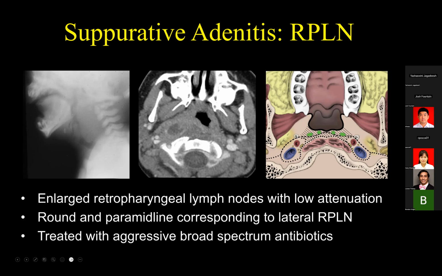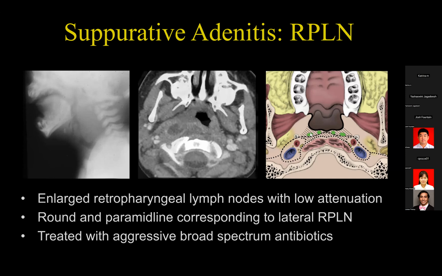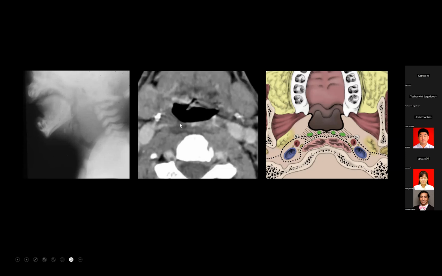So fast forward from 1994 to 2024, which will be in a month or so, we've now really determined that this is suppurative adenitis. And if you see this low attenuation that's off midline, and the patients have a stable airway, well, as we now know, these patients can be treated more conservatively. They don't have to go to the operating room, and they can be treated with broad spectrum antibiotics. So again, suppurative adenitis, not an abscess, and this suppuration is due to this retropharyngeal lymph node, which is off the midline.